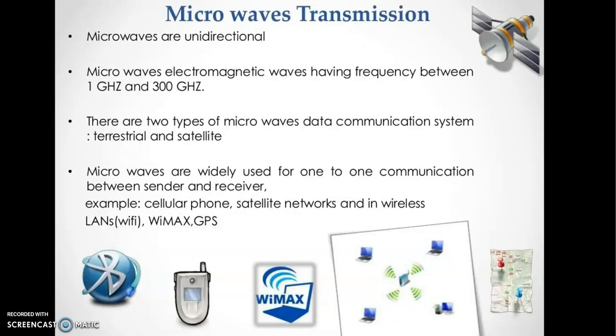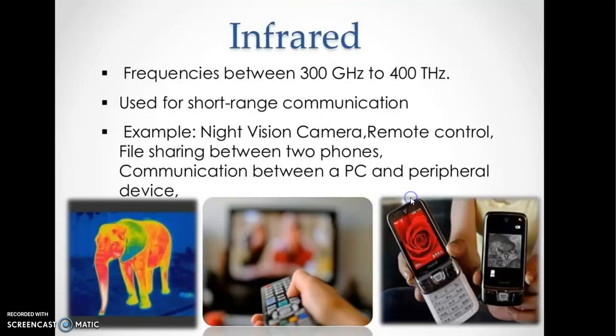Microwaves are also widely used for one-to-one communication between sender and receiver. Examples: cellular phones, satellite networks, wireless LAN, Wi-Fi. This is Bluetooth, this is cellular phone network, this is Wi-Fi, etc. Infrared rays are multidirectional, with frequency between 300 GHz to 400 THz, used for short range communications. Examples: night vision cameras, remote control, file sharing between two phones, communication between a PC and peripheral devices.